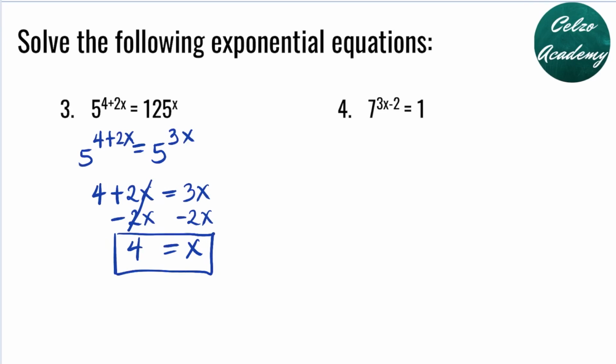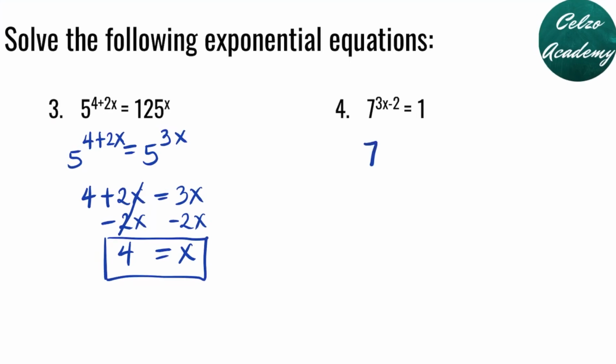Question number 4. 7 to the power of 3x minus 2 is equal to 1. What do you think is the base that we can use here? So how do we make the base the same for this problem? Try to recall the zero exponent rule. Zero exponent rule indicates that any number to the 0 power is equal to 1. Of course, that's excluding the base number 0 because that makes it indeterminate.